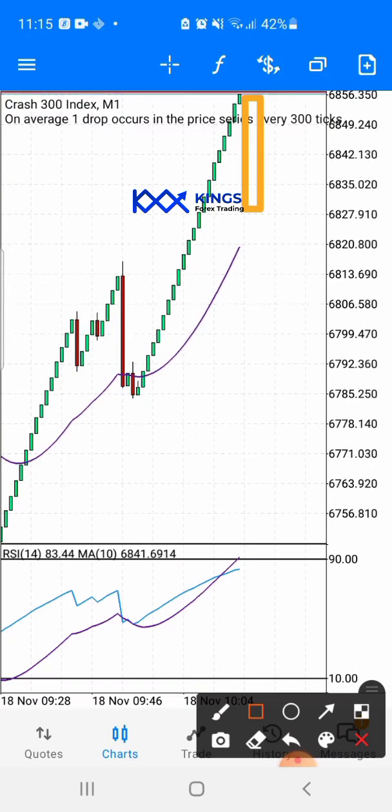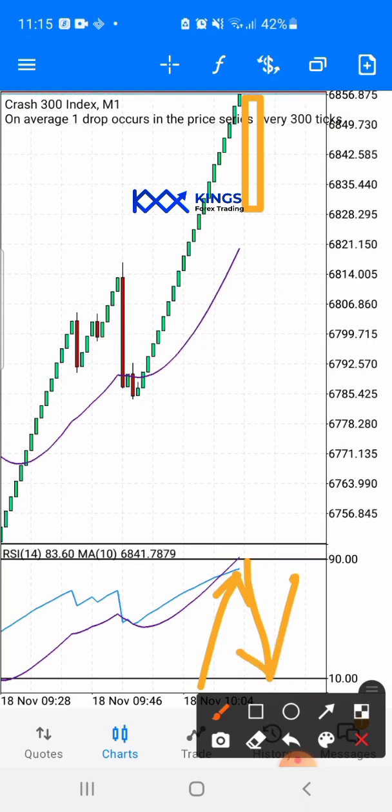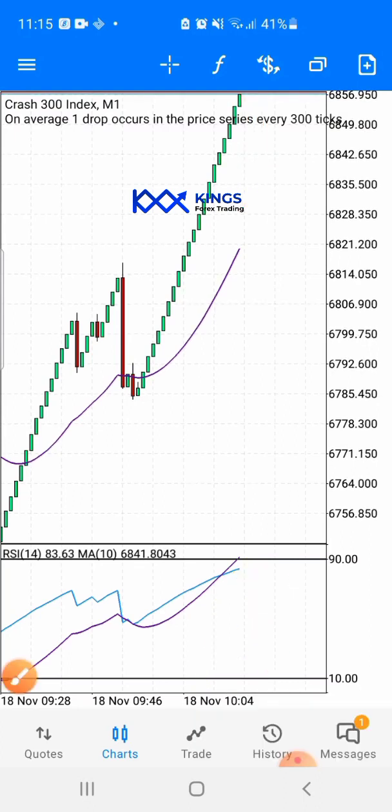this particular blue line right here is going to cross to the downside. Okay, show me a sign to the downside this way, then I'm going to enter a trade. Okay, so I will explain the strategy.